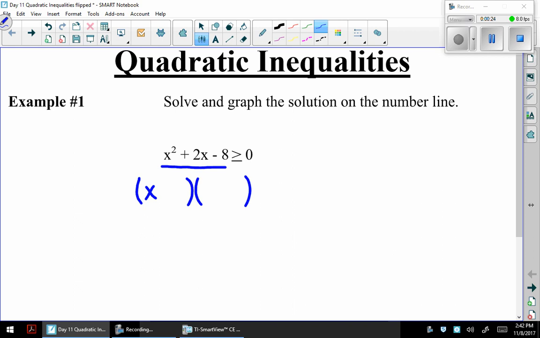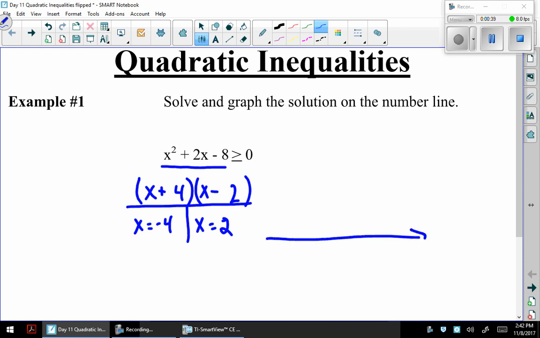1 times 8 is 8. That subtracts to be 2. So we have 4 and 2, positive, negative. Think of them as roots. Just find the root. So we get x is negative 4, x is 2. We're going to put them on a number line: negative 4, 2. Now let's just talk about the inequality.